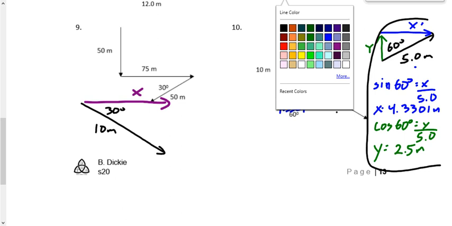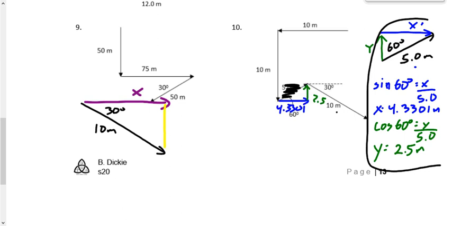But now I also have another funny angle. That's that 10-meter vector right there. Let's draw that one over here. Kind of running out of space here, but we'll see that's 10 meters at 30 degrees. Let's use a couple different colors this time. Let's go purple, X, and let's go yellow, Y.